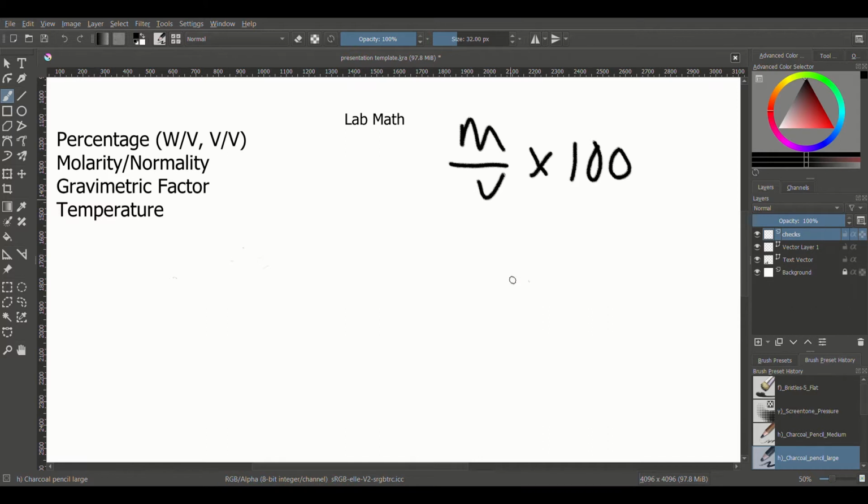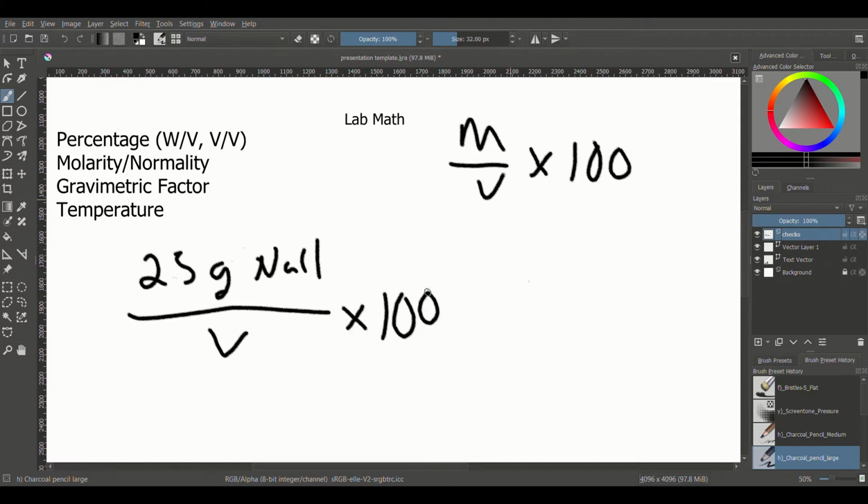Another problem that you might run into is that you have a certain number of grams of a reagent, and you know what the concentration has to be, but you don't know how much volume you need to dilute it with. So let's say you had 25 grams of NaCl, and we don't know what the volume needs to be.